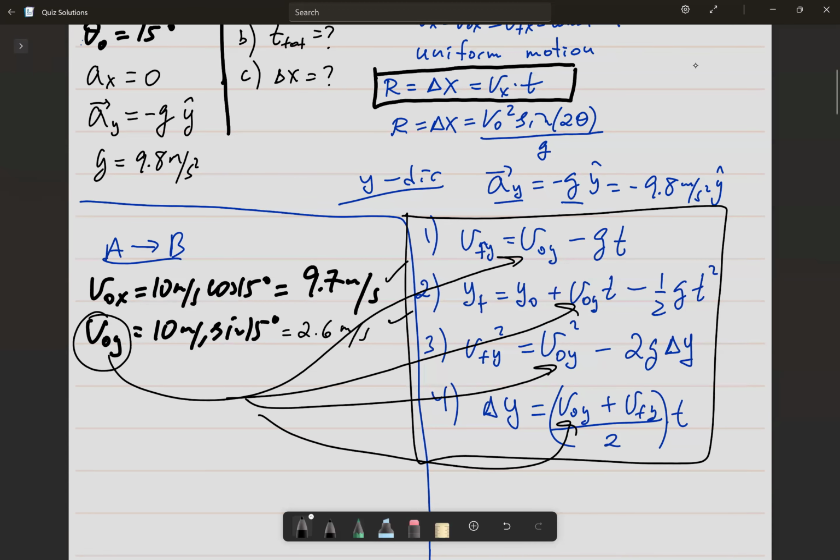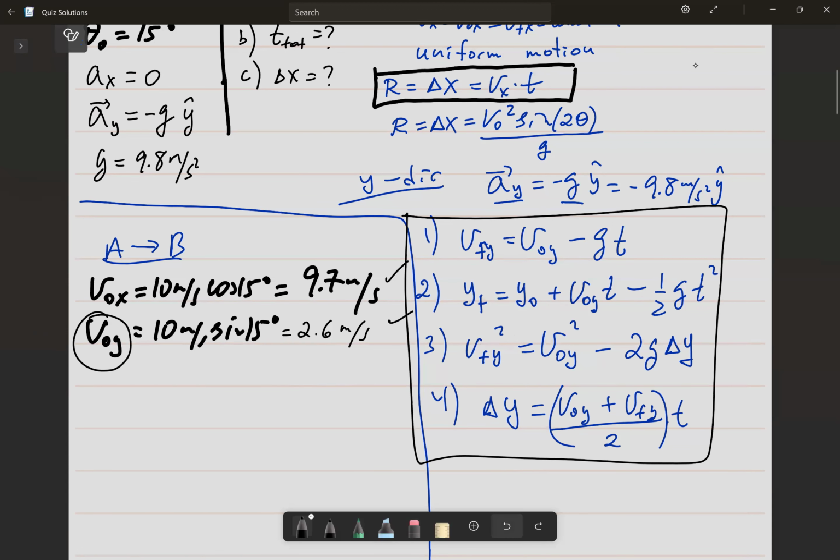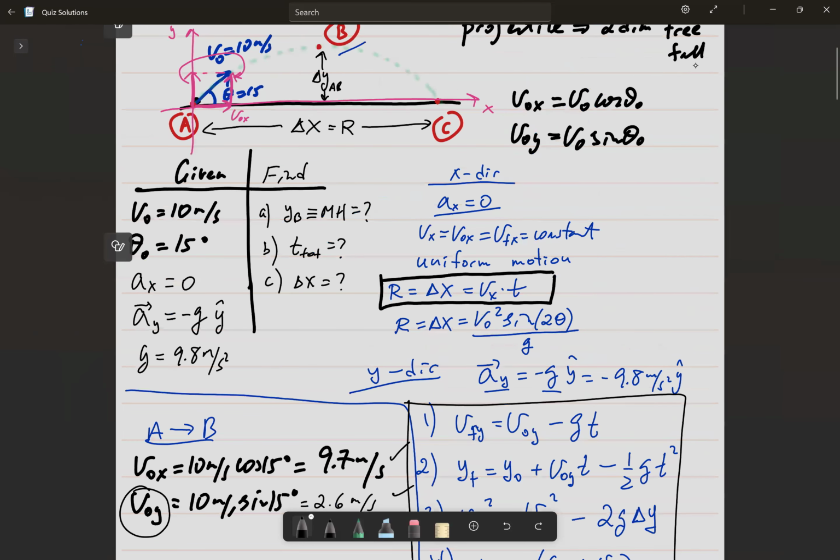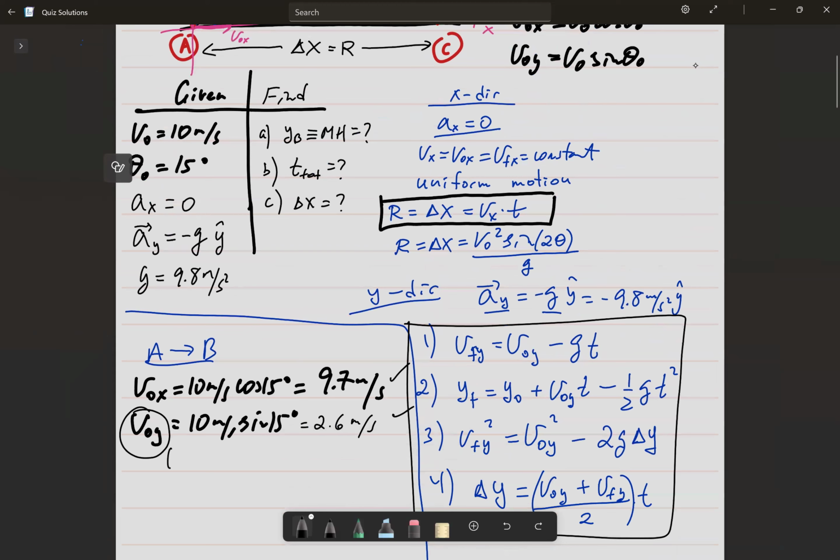That means all of those equations are basically going to be using that particular quantity. All right, so to get the maximum height, we can see, based on what I'm given, the initial velocity at point A. And remember, this will be the initial velocity in the y direction at point A, which is 2.6 meters per second.